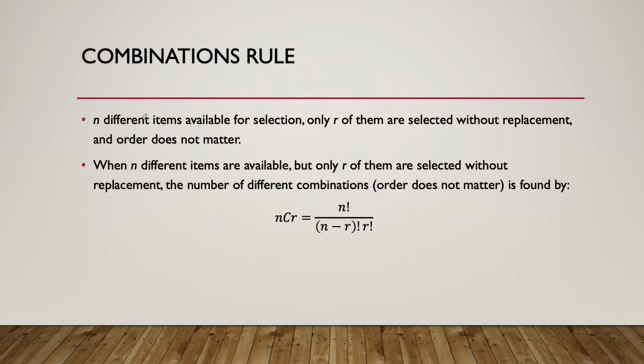For combinations, we have n different items available for selection. Only r of them are selected without replacement, and order does not matter. When n different items are available, but only r of them are selected without replacement, the number of different combinations, where order does not matter, is found by nCr. That's n factorial divided by n minus r factorial times r factorial.